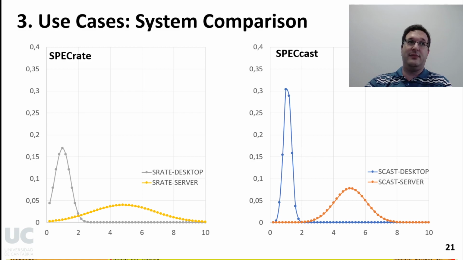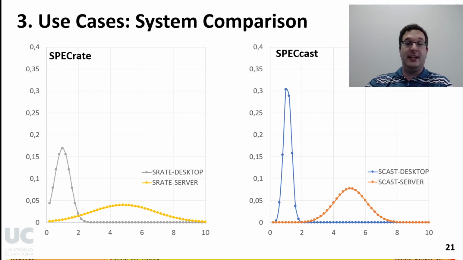Then we conduct a similar experiment, this time comparing two different machines: one called Desktop, which is an Intel i5 with 4 cores, and one we call Server, which is an Intel Xeon Silver with 32 cores. We can observe how average values are close with both methodologies, and both give us that Server is almost 5 times better than Desktop, which reinforces the idea that SPECcast is a valid alternative methodology.